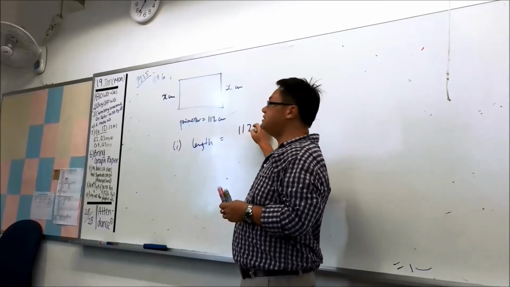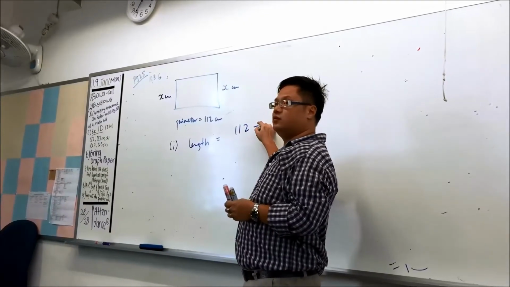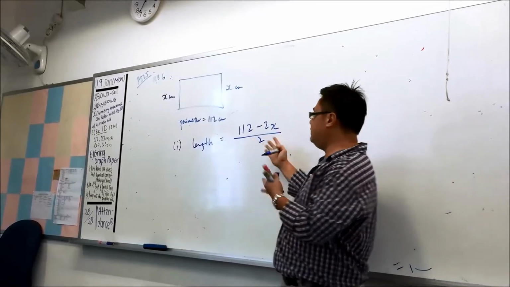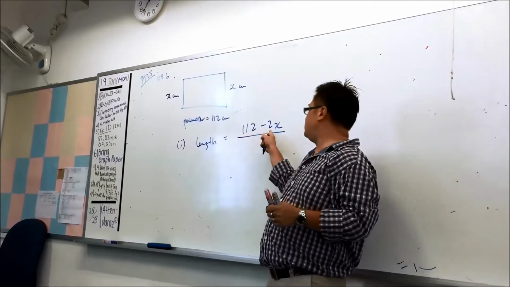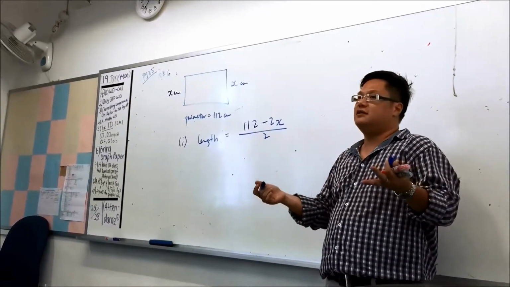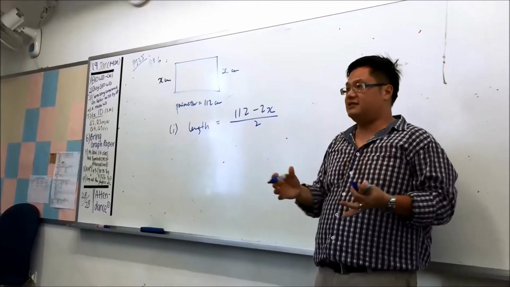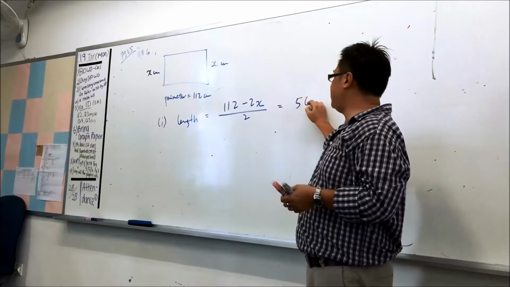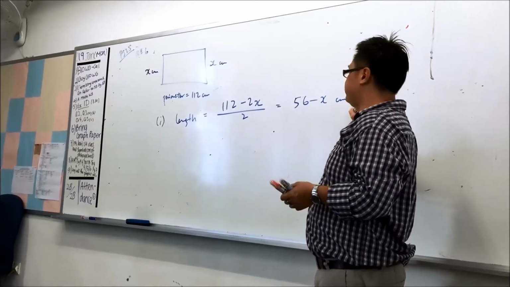Perimeter minus 2x divided by 2. Can you leave your answer like this? This 1, 2, this 2, this 2. Can you leave the answer like this? No. Simplify your answer. So what do we have? Divide 12 by 2, what do I have? 56 minus x. Thank you very much.